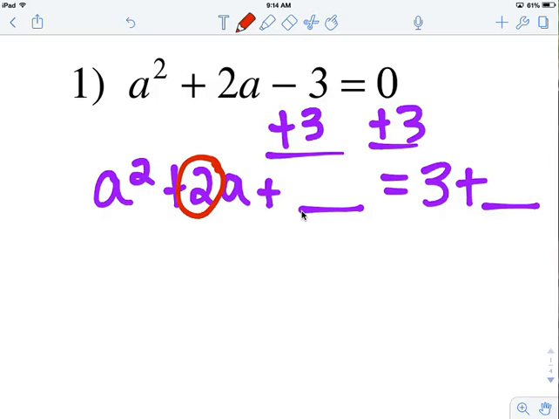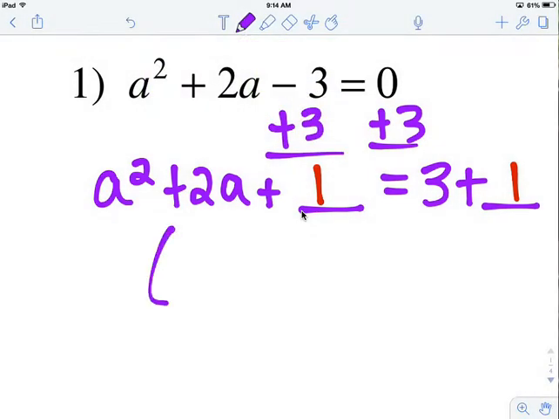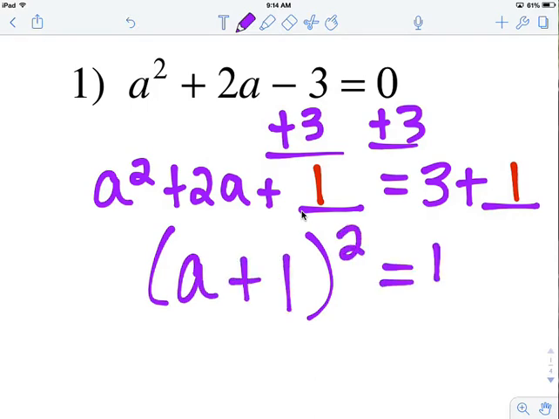So half of 2 is 1. 1 squared is 1. So I'm adding 1 to both sides here. Now, a squared plus 2a plus 1 factors to a plus 1 squared. 3 plus 1 is 4.